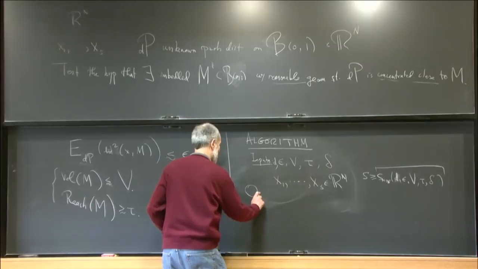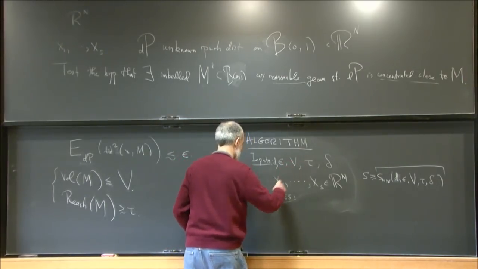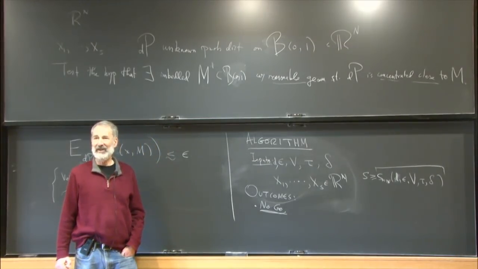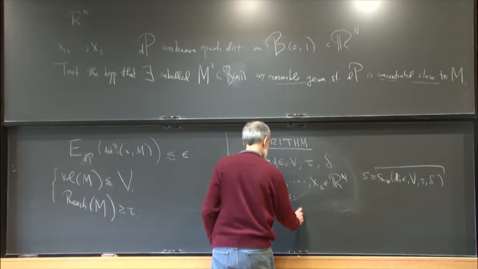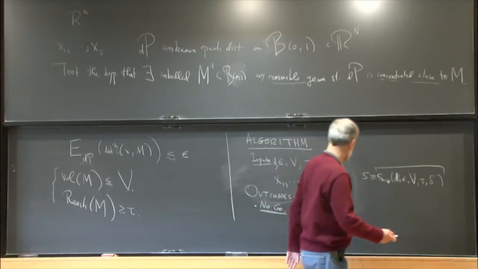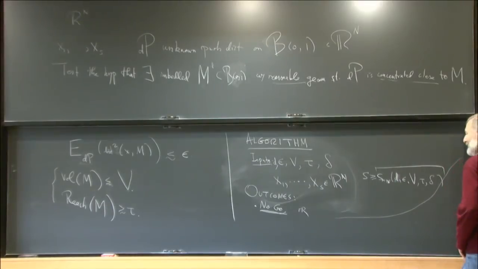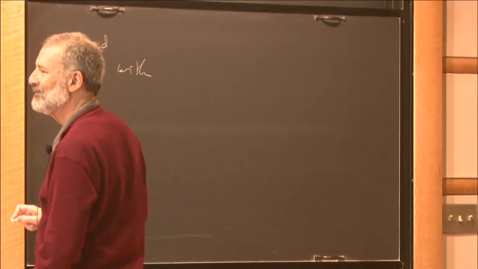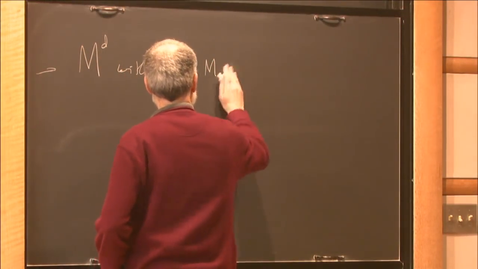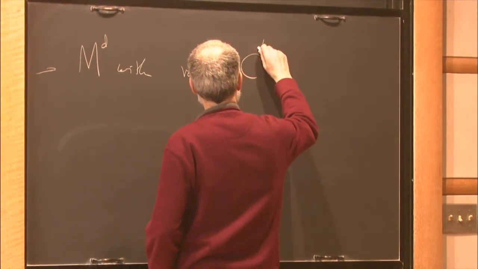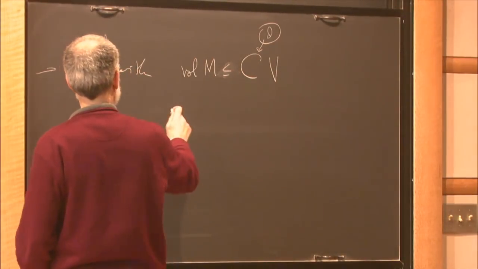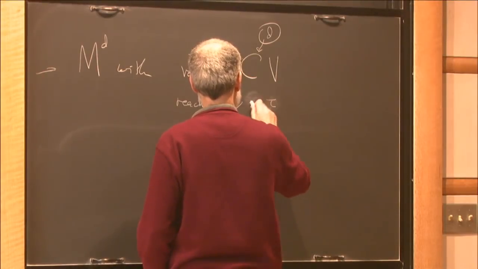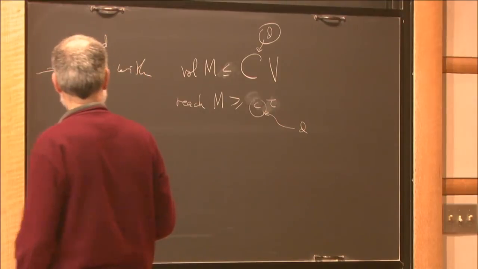What are the outputs? What are the outcomes? There are two possible outcomes depending on the data. One outcome is that the computer says no go, sorry, I'm unable to find a manifold, in which case presumably there is no such manifold. Or a manifold M of dimension d satisfying those conditions. So volume of M less than or equal to C times V. C depends only on d. Reach of M greater than or equal to little c times tau. This little c also depends only on d.